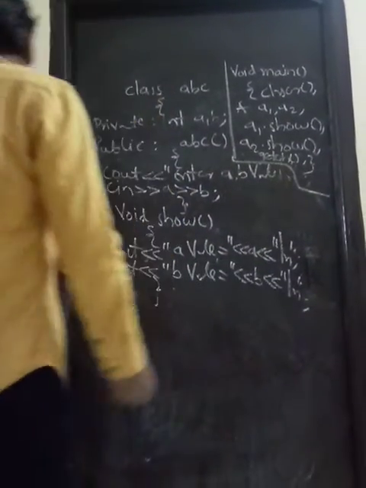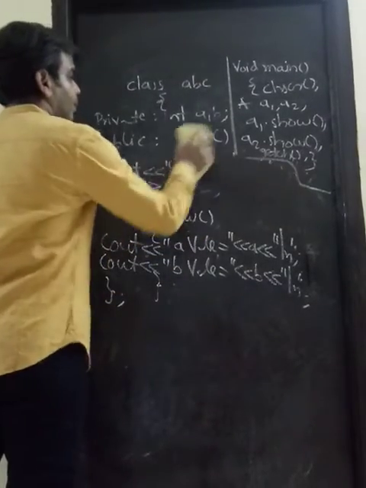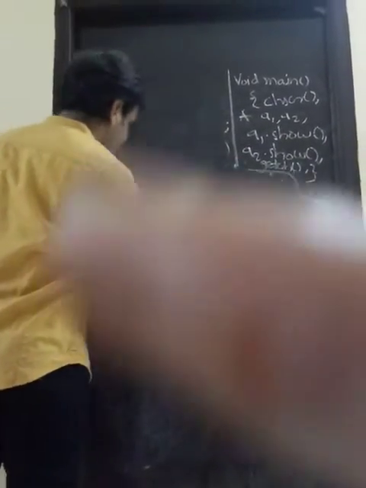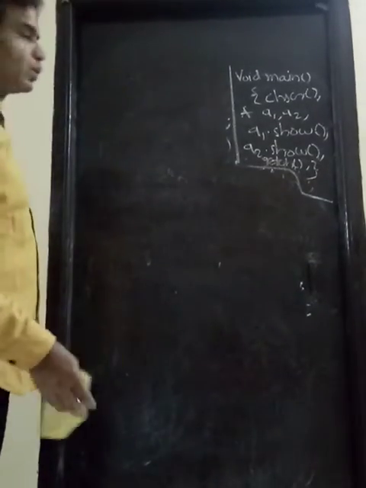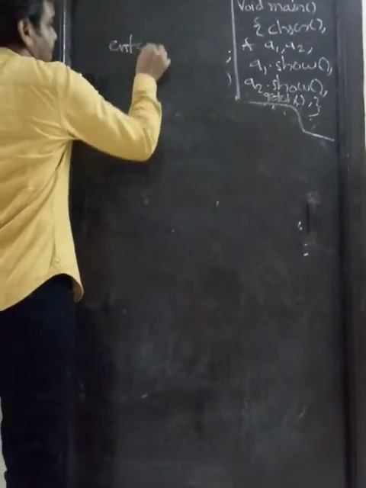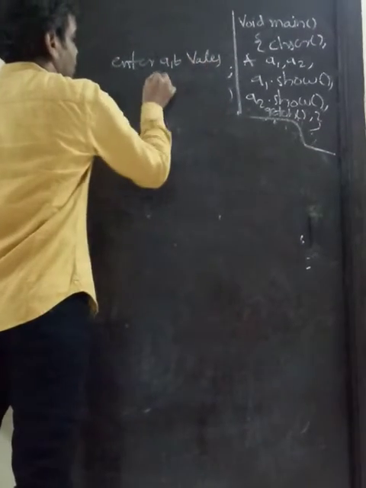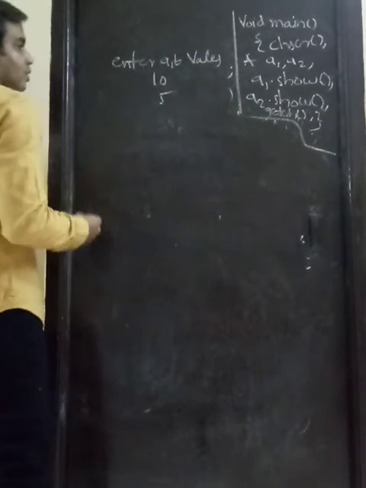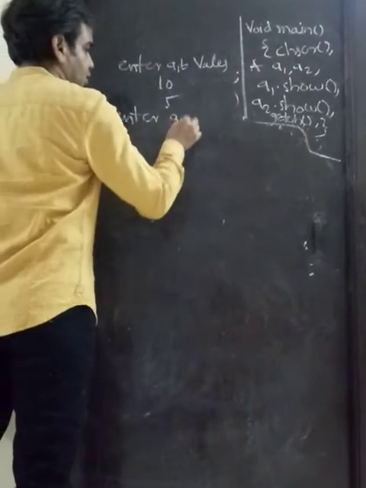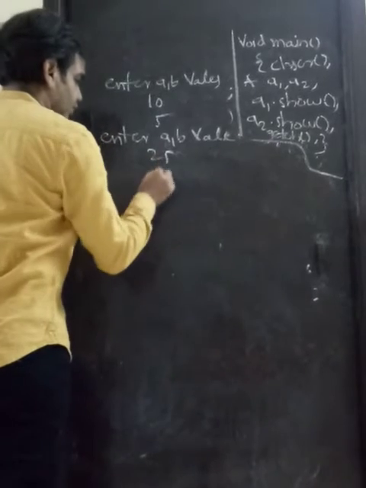So if you compile the program, let's see what the output is. First of all, we are creating two objects directly, A1 and A2. It will ask you to enter A comma B values. I am entering 10, 5. The second time it will ask again, and I am entering 25, 50.